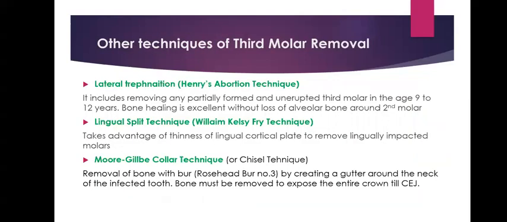Other techniques of third molar removal are the lateral trephination, which is also known as the Henry's abortion technique. It includes removing any partially formed and unerupted third molar in the age of 9 to 12 years. Here, the bone healing is excellent without loss of alveolar bone around the third molar. Then the lingual split technique is also known as the William Kelsey-Frye technique. It takes advantage of the thinness of the lingual cortical plate to remove the lingually impacted molar. And third is the Moore-Gilbert collar technique or the chisel technique. The removal of bone with a burr, rosehead number 3, by creating a gutter around the neck of the impacted tooth. The bone must be removed to expose the entire crown till the CEJ.